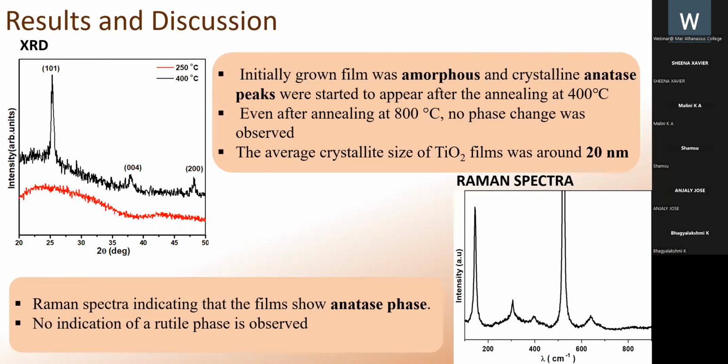Coming to the results and discussion, for the structural characterization we have taken XRD. The figure shows the XRD patterns of films annealed at 250 and 400 degrees Celsius. The 250 degree annealed sample was amorphous, and for the 400 degree sample, crystalline anatase peaks started to appear after annealing at 400 degrees Celsius. The average crystallite size was calculated using the Scherrer equation and found to be around 20 nanometers. From the Raman spectra, we confirmed the anatase TiO2.